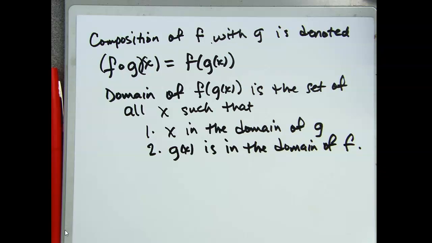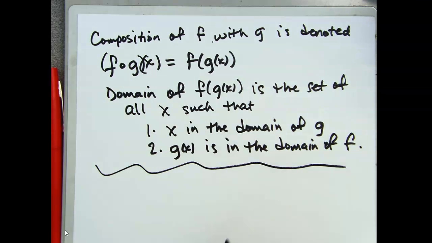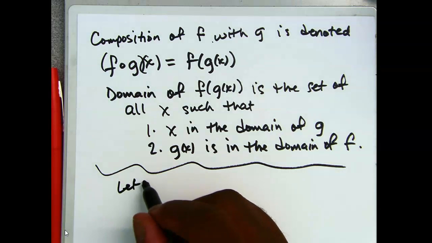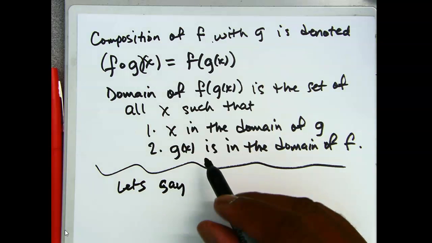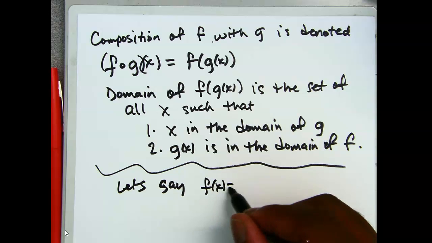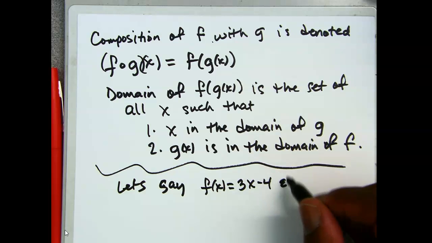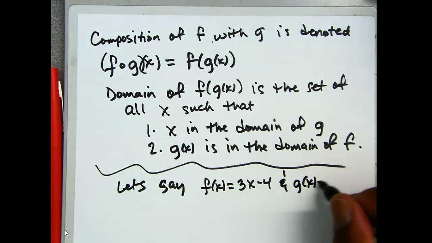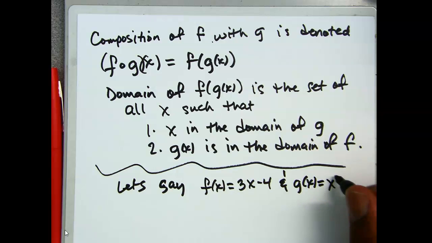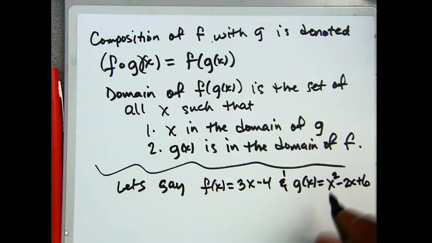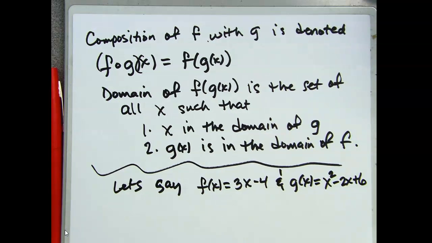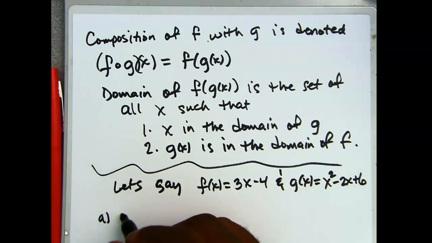All right. So let's take a look at a couple of examples. Let's say that f of x is equal to 3x minus 4, and g of x is equal to x squared minus 2x plus 6. Then what is f of g of x?